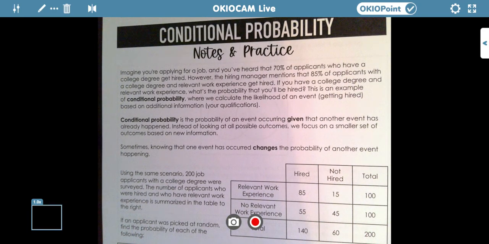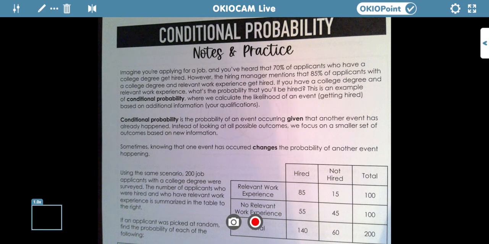Today we're going to talk about conditional probability. Conditional probability means that one event may depend on what happens with another event. The example they give here is that you're applying for a job and you're hearing that 70% of applicants who have a college degree get hired. And when they mention that 85% of the applicants with a college degree and relevant work experience get hired, you can see that the likelihood of getting hired might change based on your qualifications.